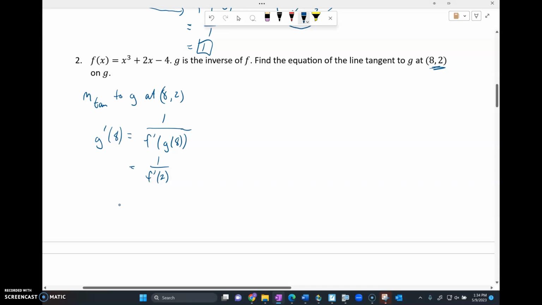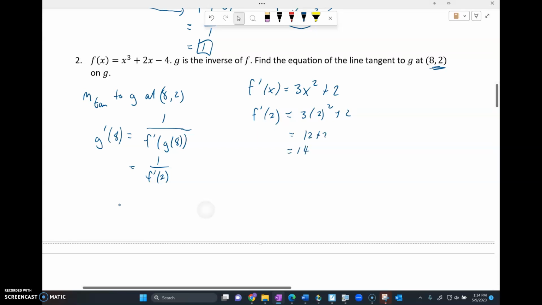Right? Once again, we don't have f prime, but we can go ahead and find f prime by just doing the derivative of f. So we get 3x squared plus 2. And we're actually looking for what f prime of 2 is, which gives us 3 times 2 squared plus 2. So we end up with 4 times 3, or 12 plus 2, or just 14. Right? So when I go to plug that in, I end up with 1 over 14.